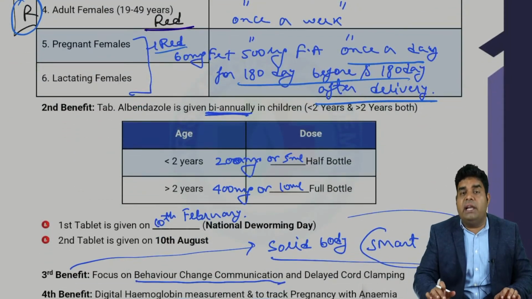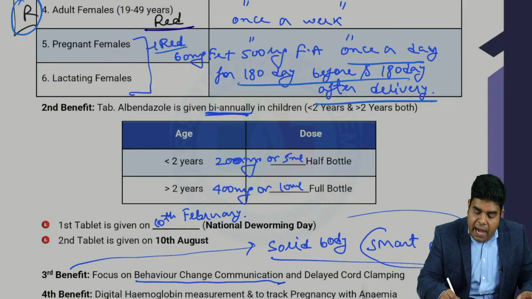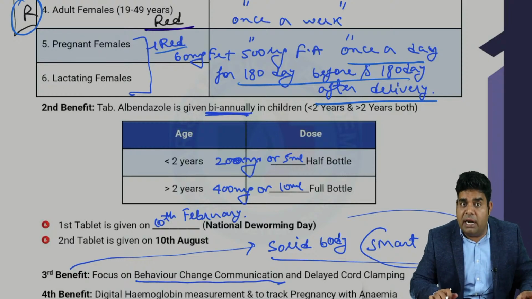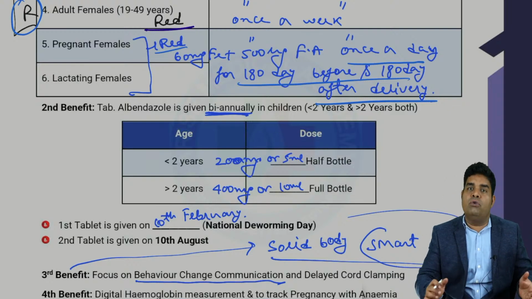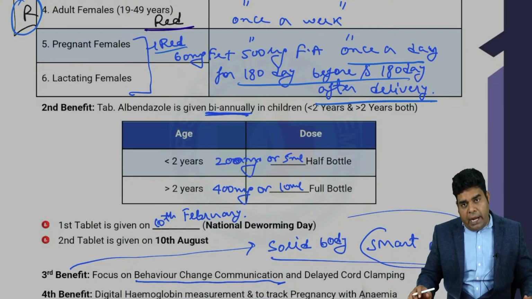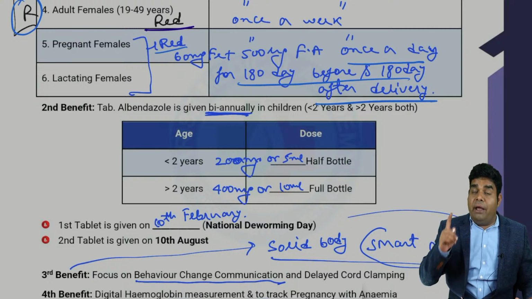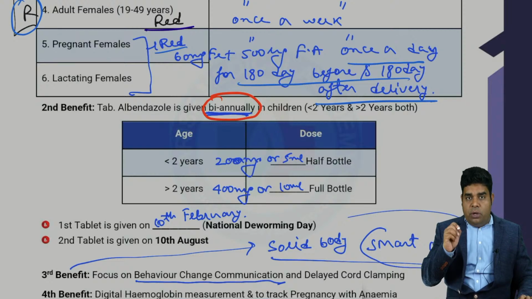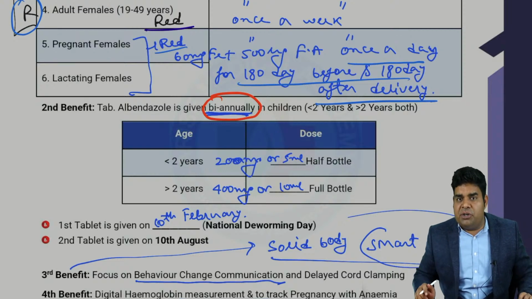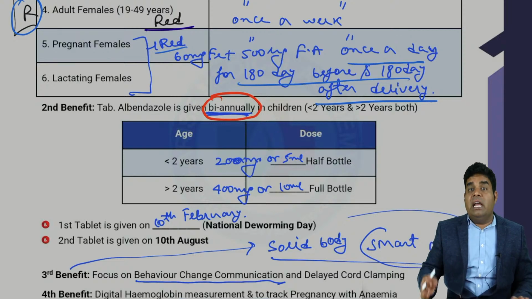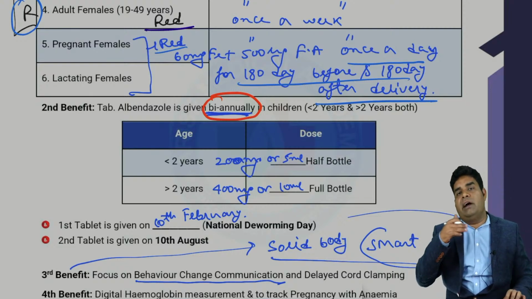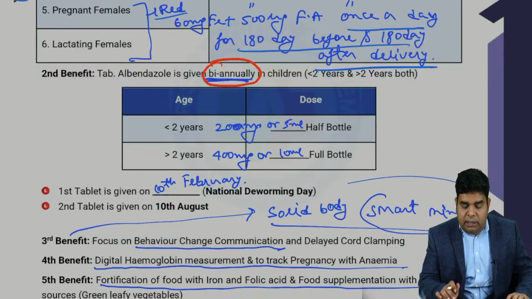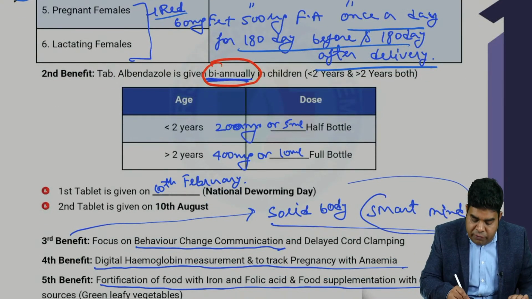The second intervention is the albendazole tablet. If the albendazole tablet is given in children less than 2 years, we give half dose, 200 milligram. If it is given in more than 2 years, we give full dose, 400 milligram. Now, albendazole for prevention is given only twice a year. But when we are treating a patient for worm infestation, then we give 1 tablet today and a second tablet after 14 days. In the deworming work, the first tablet is given on 10th of February.